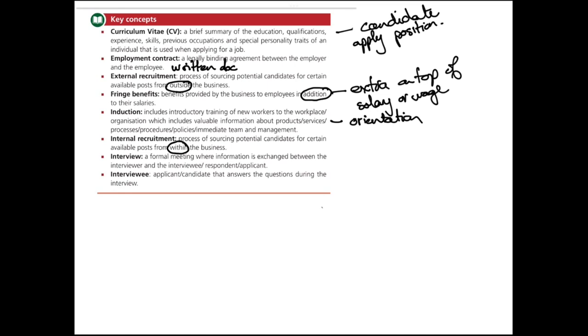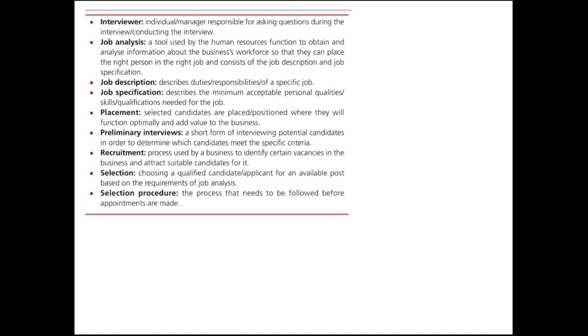The next one tells you the interviewee is the one that answers the questions during the interview. So the interviewee is the candidate applying for a position, and the interview will then happen with representatives of the business that you applied at.